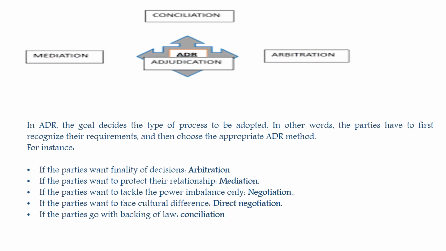In ADR, the court decides the type of process to be adopted. In other words, the parties have to first recognize their requirements and then choose the appropriate alternate dispute resolution method. For instance, if the parties want finality of decision that is binding on the parties, then they should go for arbitration. If the parties want to protect their relationship, then they should go for mediation.